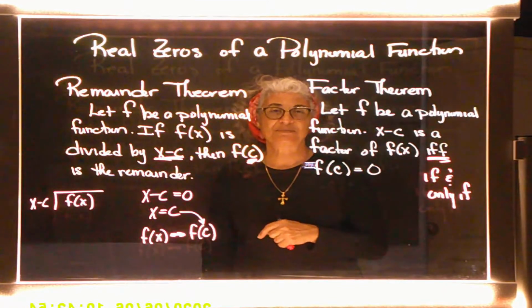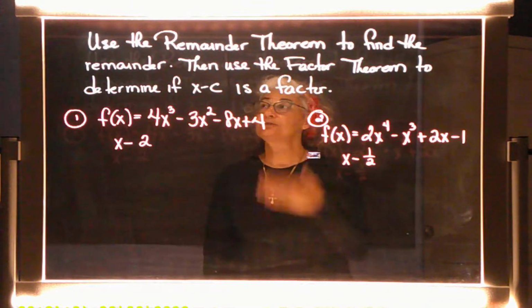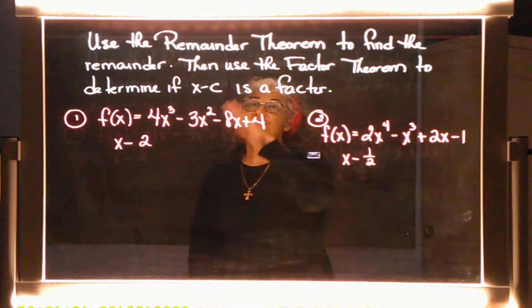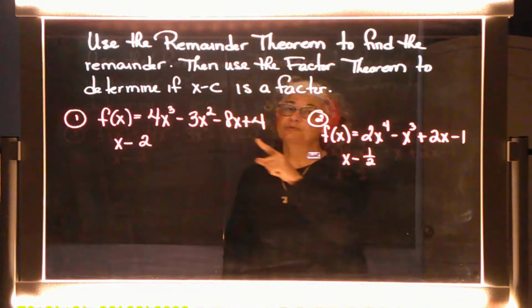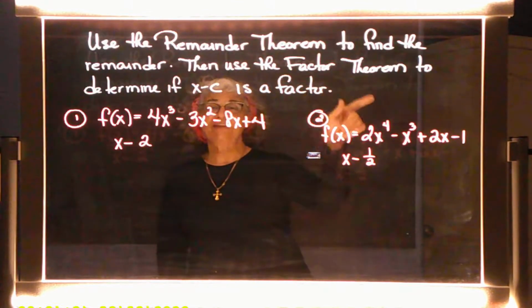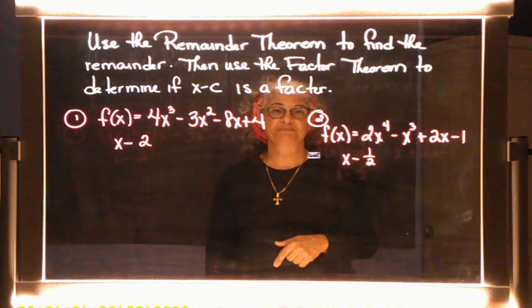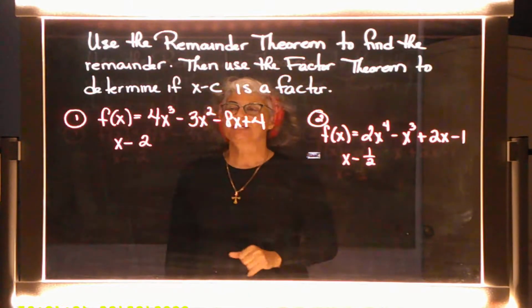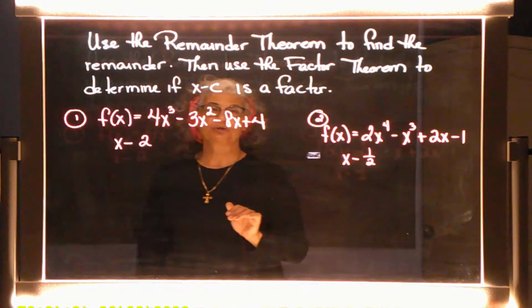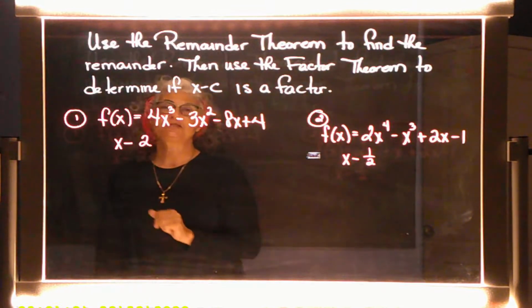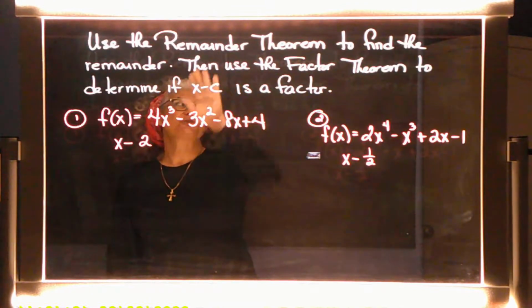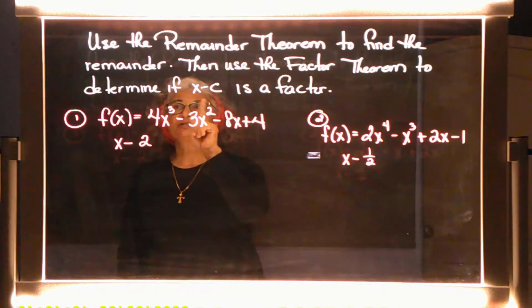Okay, so hang in there. I'm going to get us some examples. Okay, so let's look at the directions. They ask us to use the remainder theorem to find the remainder, and then use the factor theorem to determine if x minus c is actually a factor. So let's look at number 1. They give us this third degree polynomial. They give us x minus 2, and they'd like us to use the remainder theorem first to find a remainder.